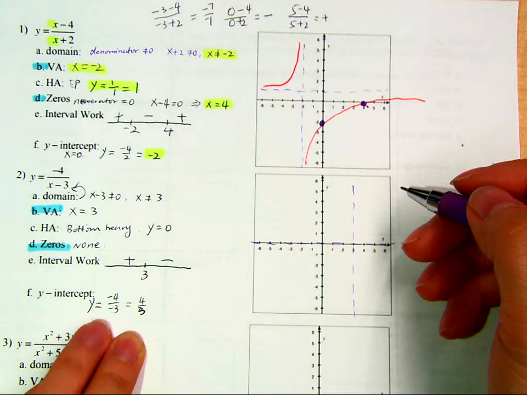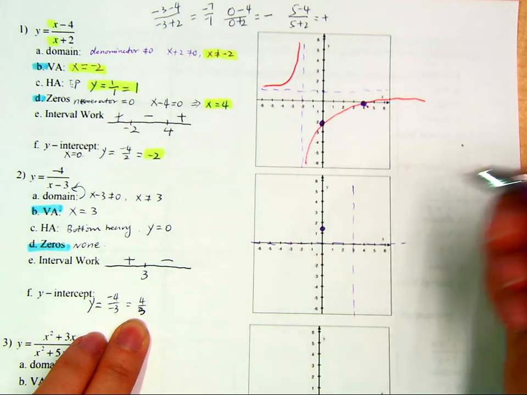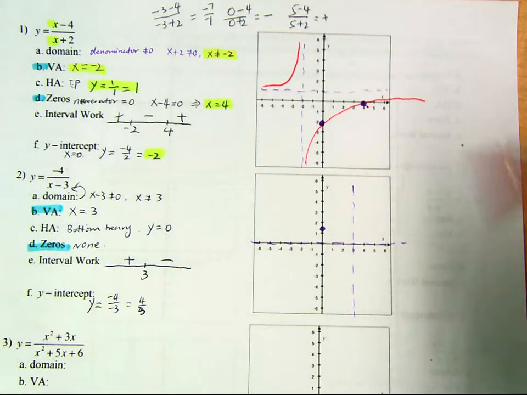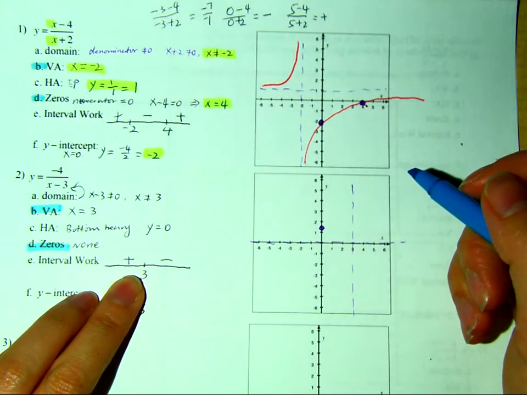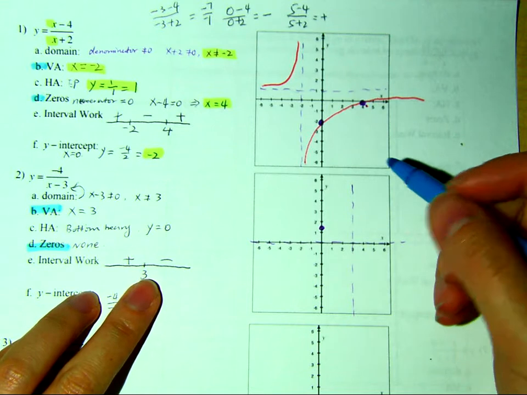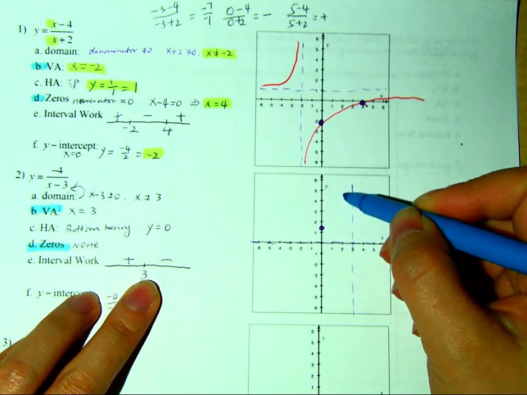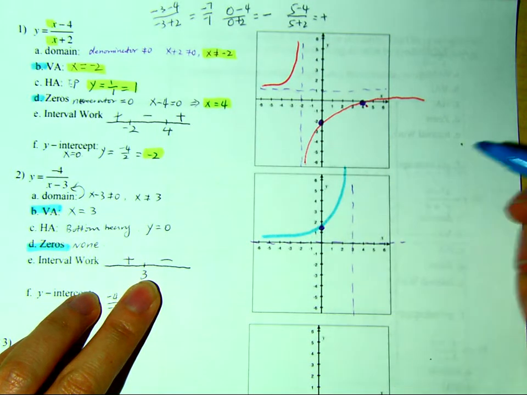And y-intercept 4 over 3, so it'll be 1 point something. And now let's look at the interval work, so you're able to graph. Before 3, positive, so be above, and passing through this point and approaches to this line. So that graph will look like this.